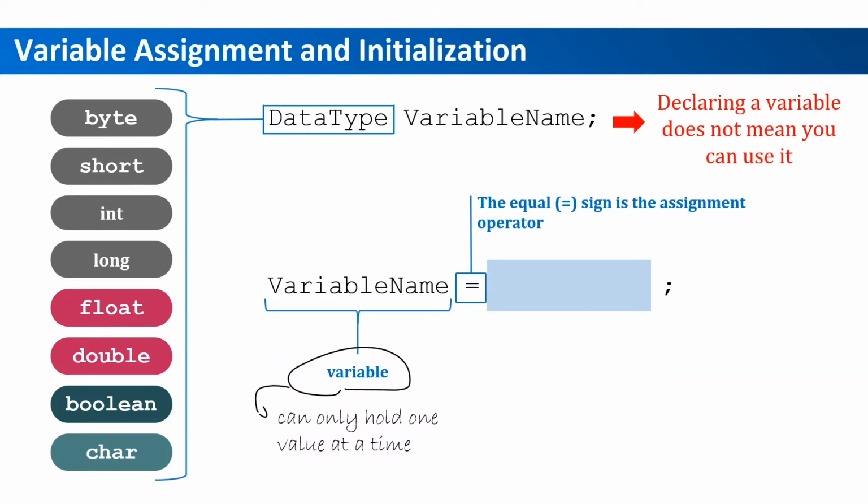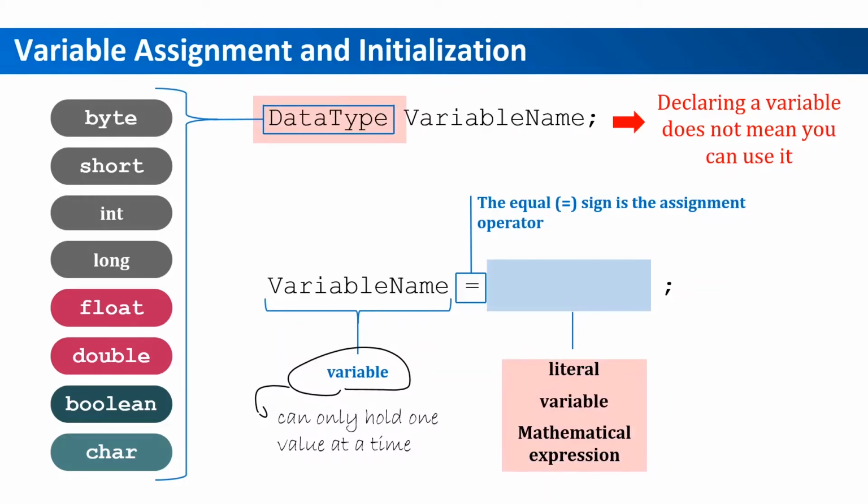What you assign to a variable can be a literal, another variable, or a mathematical expression. Whatever you have on the right-hand side of the assignment operator, it must match the data type of the variable on the left-hand side. For example, if I have on the left side an int variable, the right-hand side must be an int literal, an int variable, or a mathematical expression that evaluates to an int.